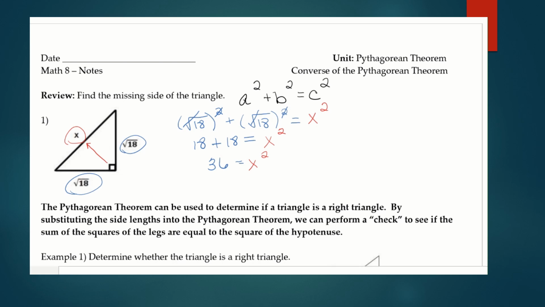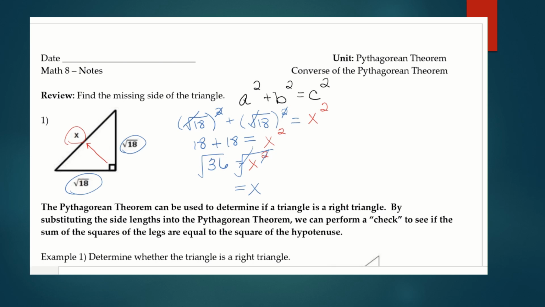To get just x, I take the square root of both sides to undo that squared term. So now I am left with x equal to the square root of 36. Now remember, on your calculator, to take the square root, you are going to hit second and that x squared key to pull up the square root option, type in 36, go ahead and close the parentheses, and hit enter.